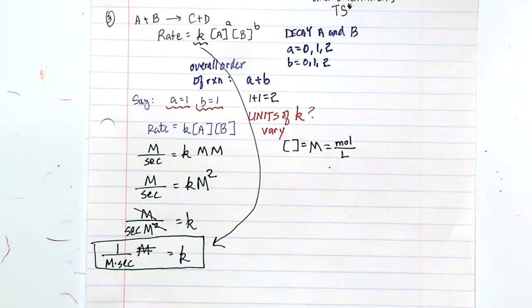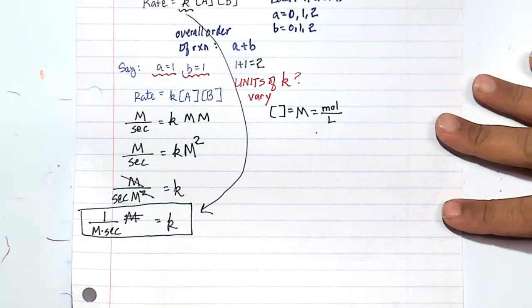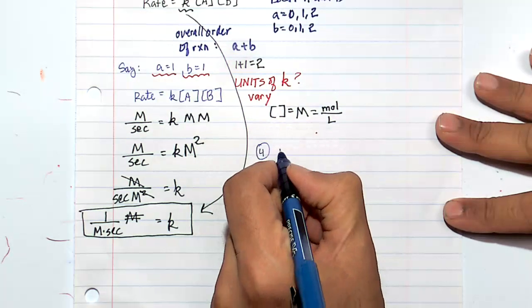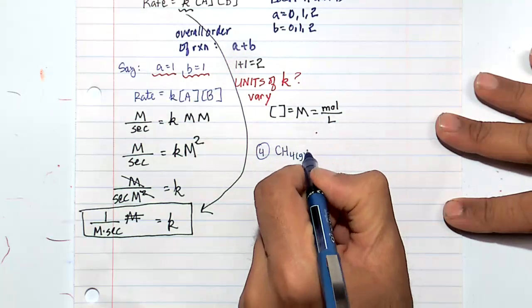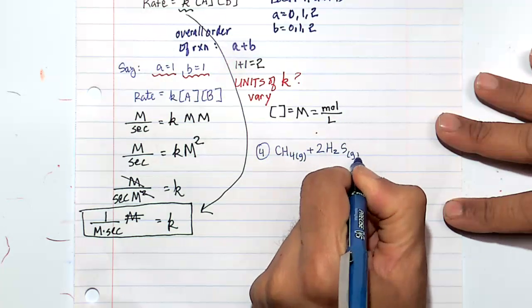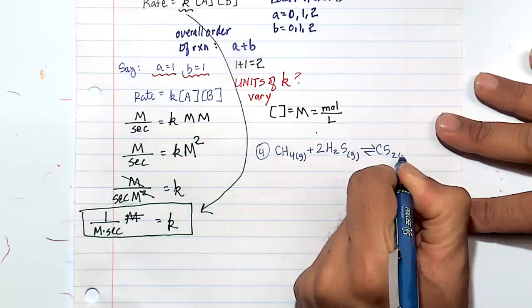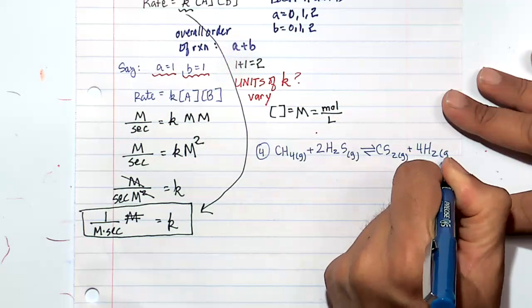let's say we have a reaction here. Let me write for you a hypothetical reaction. CH4 plus 2H2S goes to CS2 gas plus 4H2 gas.